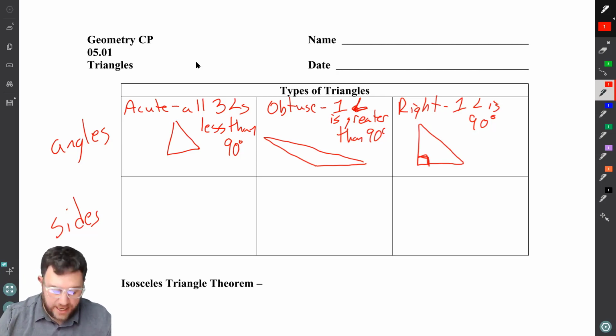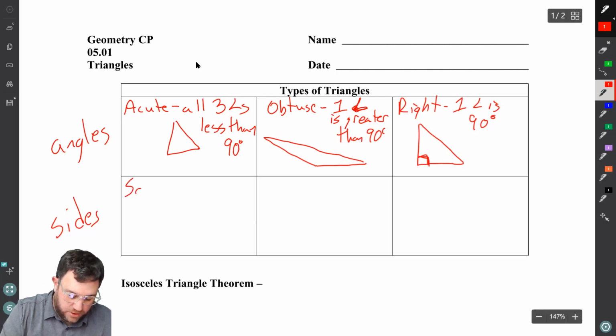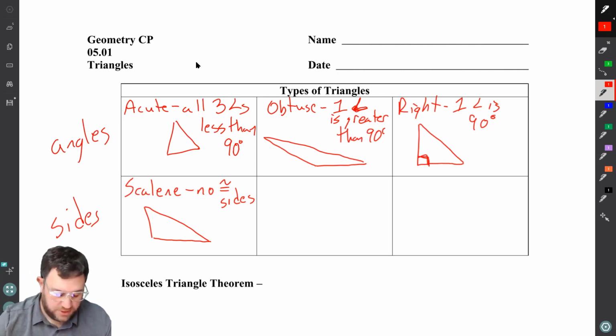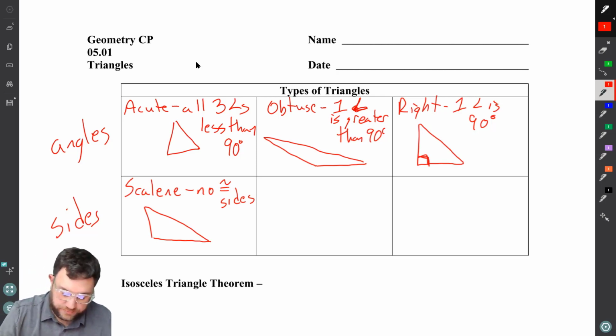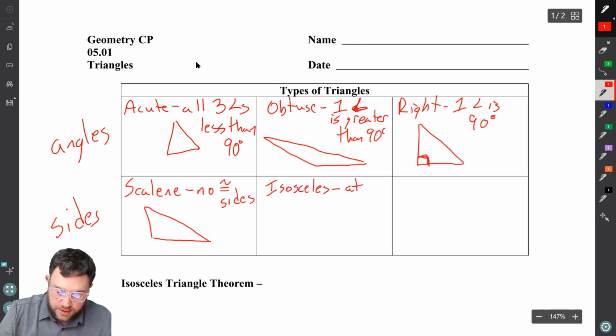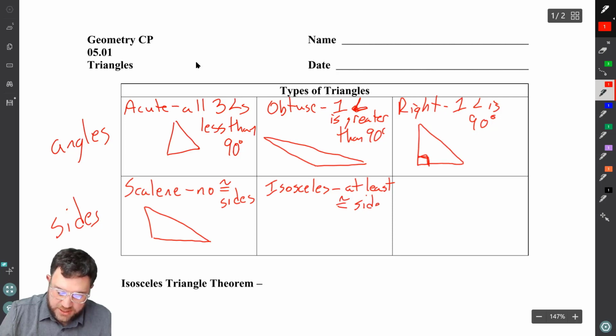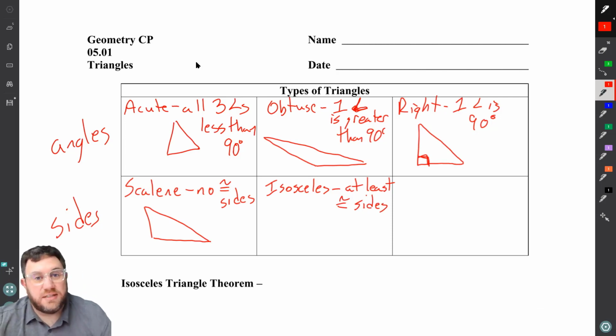According to its sides, we'll start with a scalene triangle, and that is no congruent sides. And when we look at a triangle, if it doesn't have any congruent marks, or we're not told sides are congruent, then we know it's scalene. The next triangle is isosceles, and isosceles has at least 2 congruent sides. Now we say at least 2 because technically, if all 3 sides are congruent, it could be an isosceles triangle also.